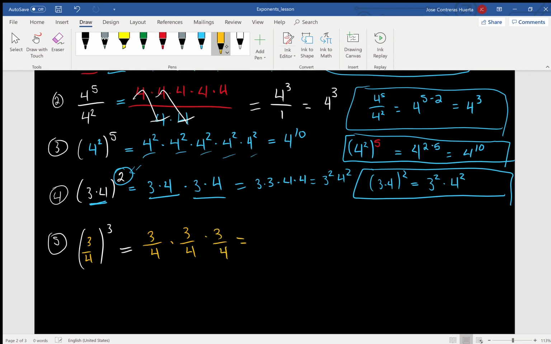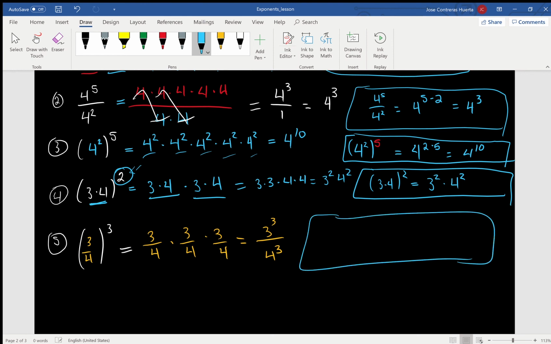Well, in total, I have 3 3's and I have 4 3's. So it's 3 to the 3rd power and 4 to the 3rd power. Notice that we could have just used the base and the exponent to reach our solution faster. So if you want to do this faster, this would be 3 over 4 to the 3rd power. Well, this is the same thing as 3 to the 3rd power over 4 to the 3rd power.